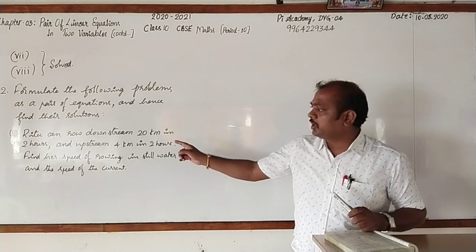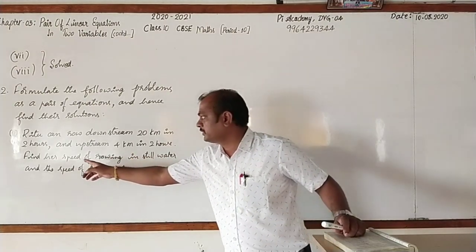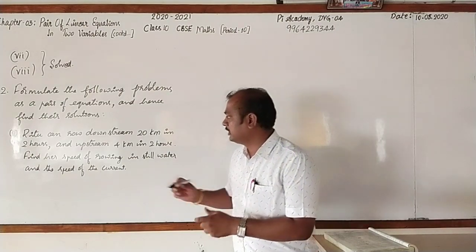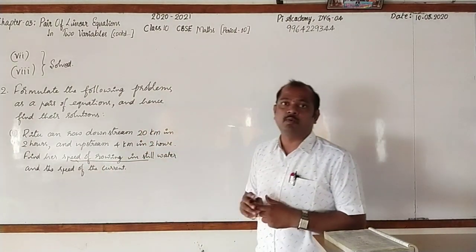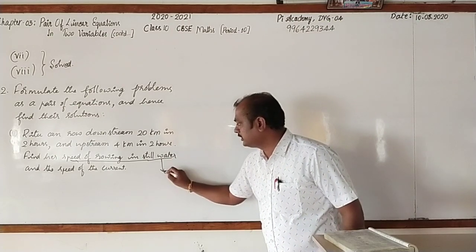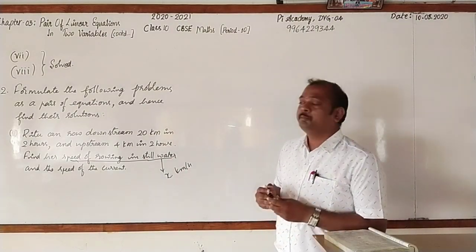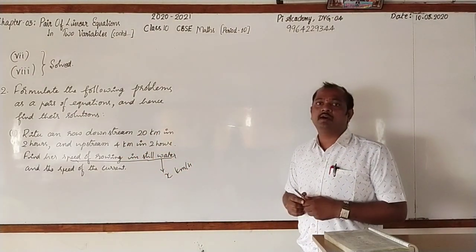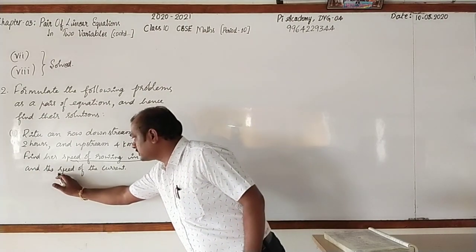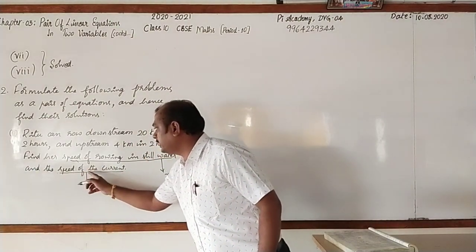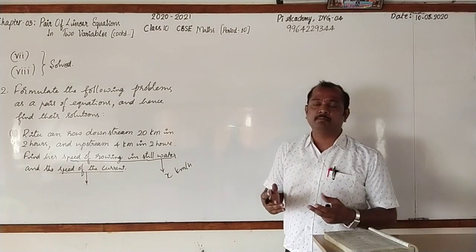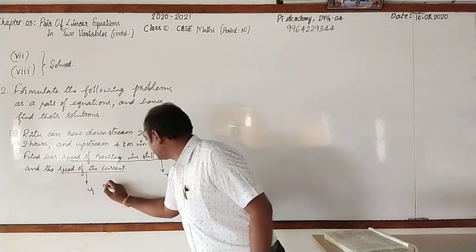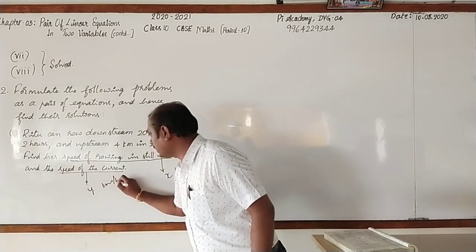You just observe the last sentence. It is, find the speed of rowing in still water and the speed of current. Say, speed of rowing in still water, you may assume this as x kilometer per hour, because here they have given the distance in kilometer and time in hours. Similarly, please go through this last words. Speed of the current. Current means it is nothing but running water. It is stream of water. So you may assume this as y kilometer per hour.